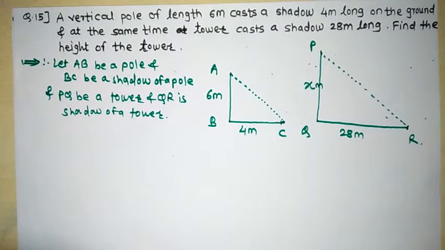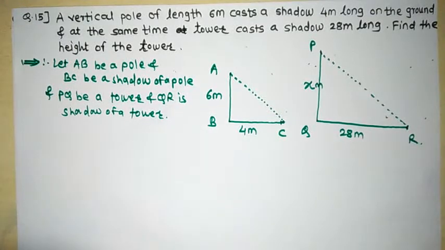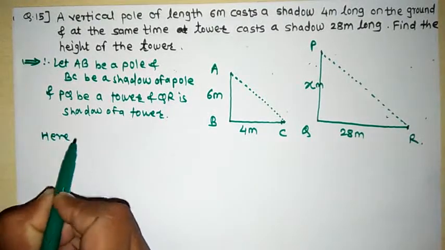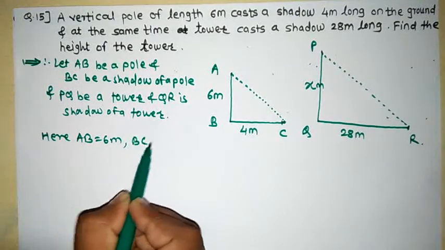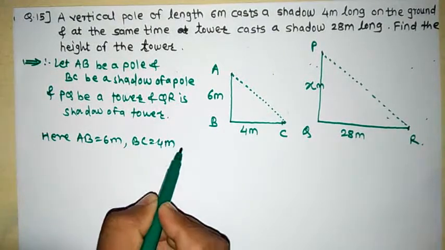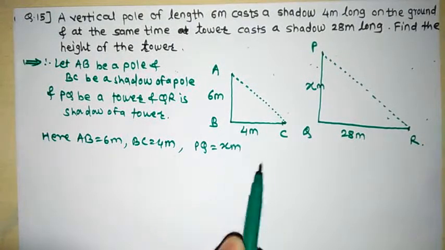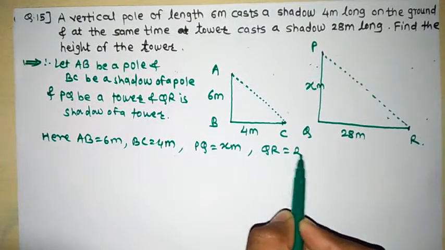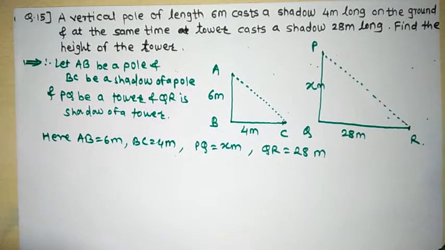Now here I will write the given data first, then we will look at these two triangles. AB is equal to 6 meter, BC is equal to 4 meter, PQ is equal to x meter, which we have assumed, and QR is equal to 28 meter. This much is the given data.